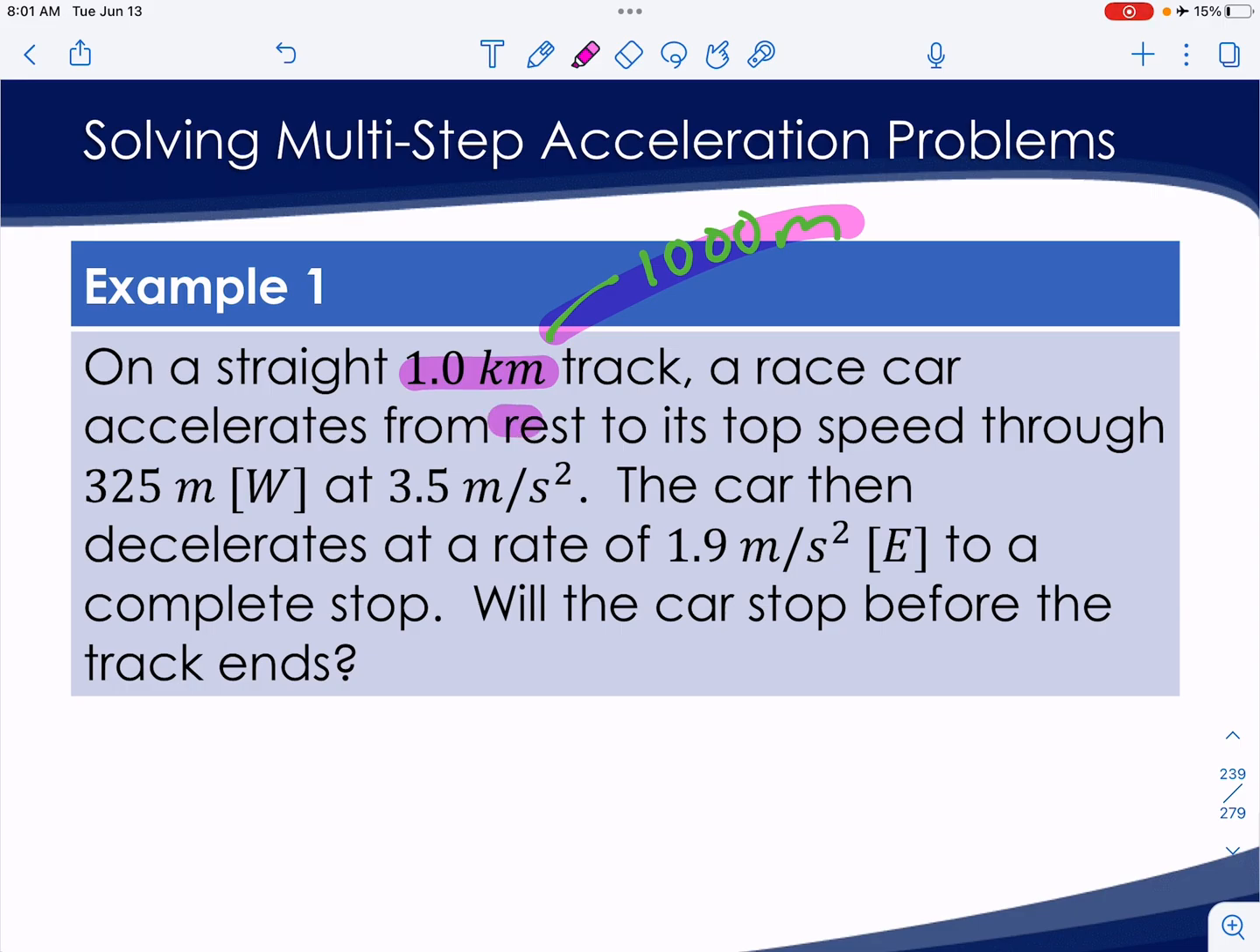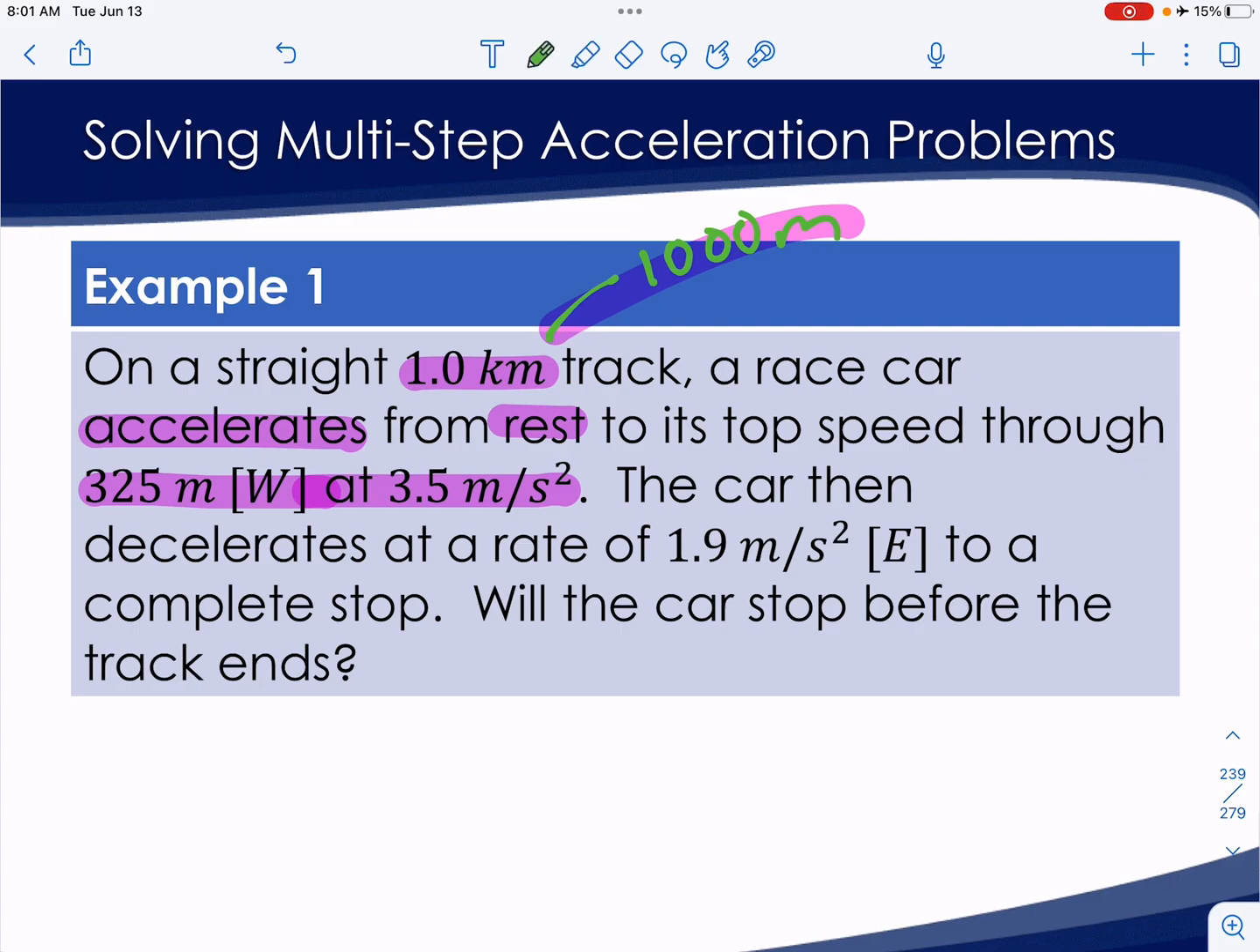Okay. A race car accelerates from rest to its top speed. So it starts at rest to its top speed through 325 meters west at 3.5 meters per second squared. So that means it's constant acceleration, we believe.